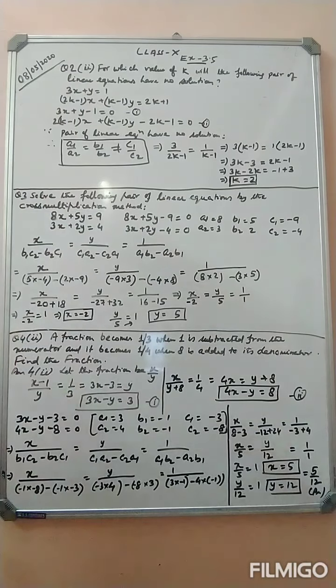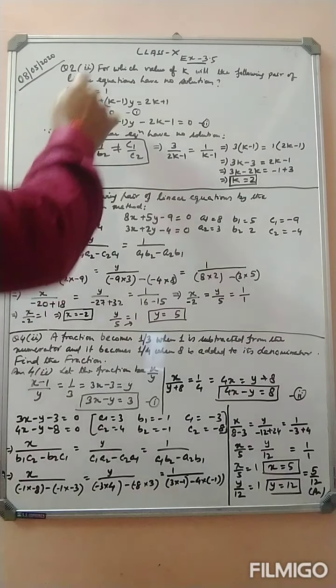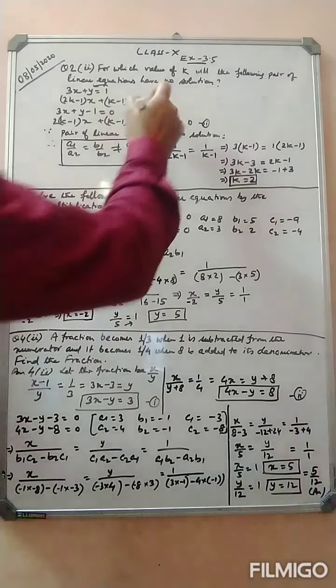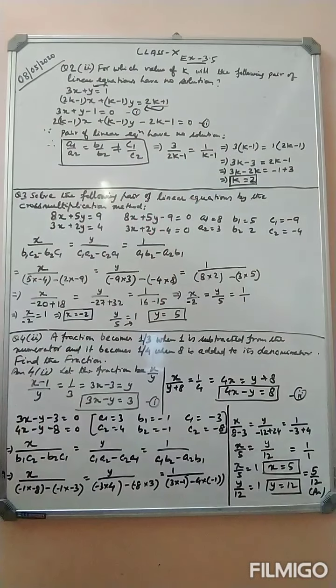So the first equation is 3x plus y equal to 1, and the second equation is (2k minus 1)x plus (k minus 1)y equal to 2k plus 1. So first let us make it in the standard form. So 3x plus y, bring 1 to this side, minus 1 equal to 0. Similarly (2k minus 1)x plus (k minus 1)y, this will come to this side. So minus (2k minus 1)... minus (2k plus 1) equal to 0.